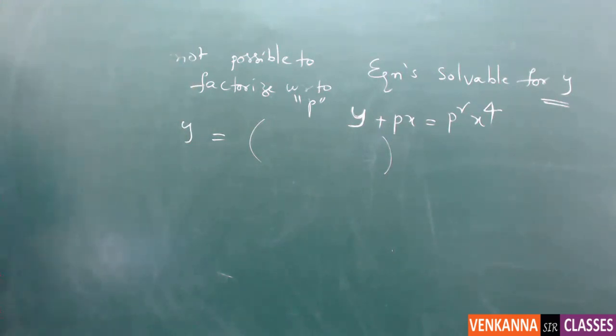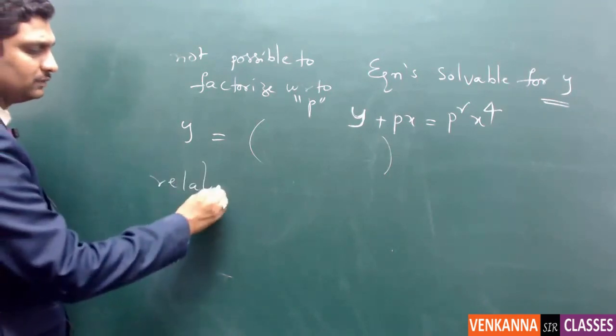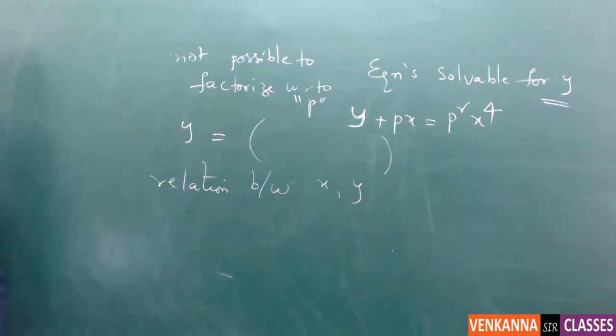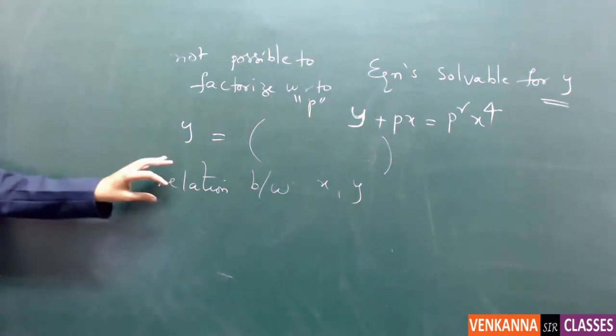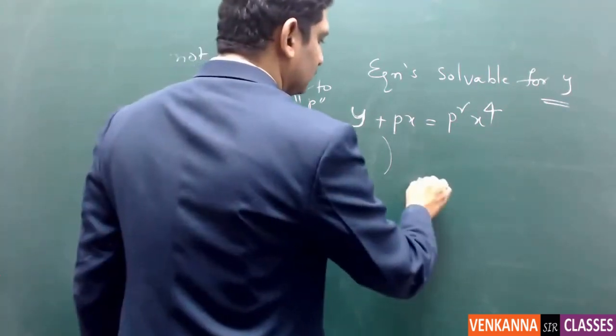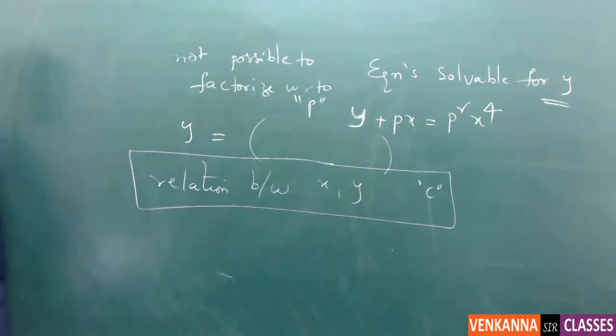Please understand one thing, that here the solution is nothing but a relation between x and y, the dependent and independent variables, and that relation involves the arbitrary constant c. In a shortcut manner, we are going to write an equation containing the symbols x, y and the constant c. That is nothing but the solution. Accepted?